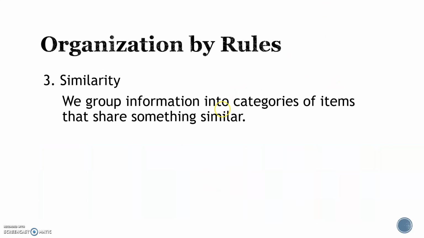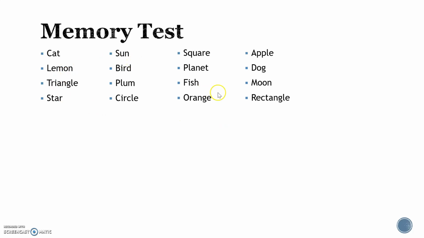Let's talk about the third one, which is similarity. That is, we tend to group information into categories of items that are similar to each other, that share something similar. Here, let me show you some evidence. So here is a memory test. If I ask you to take a look at these 16 words and try to memorize as many as possible, I think a better strategy is, well, first you may want to take a look and group them together depending on what they are.